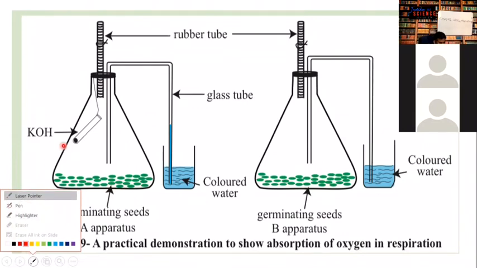Here, the previous knowledge is also helpful to study this activity. Right. Here, a rubber tube there. Potassium hydroxide here. Potassium hydroxide is not here. Colored water here. Colored water there.